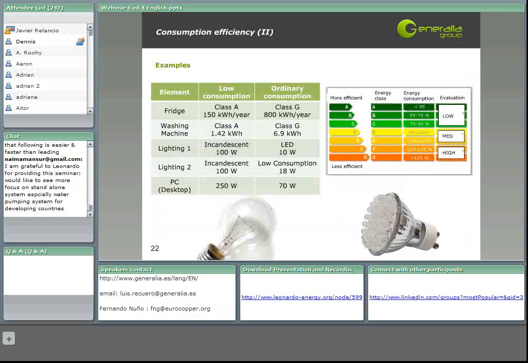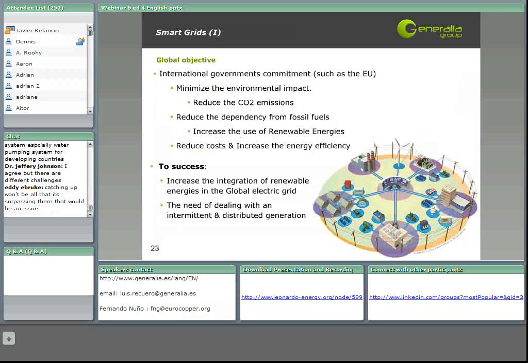Here you have the example of a fridge. You also have the example of a LED light, where you can save 10 times the consumption from an incandescent light, a normal light, and the example of the personal computer. Much more examples can be found if you get information from the internet, but those were the most typical ones.